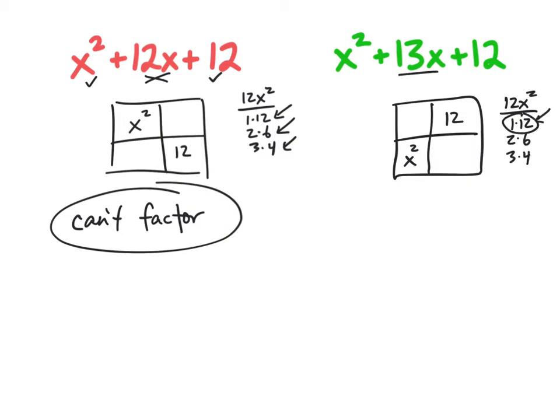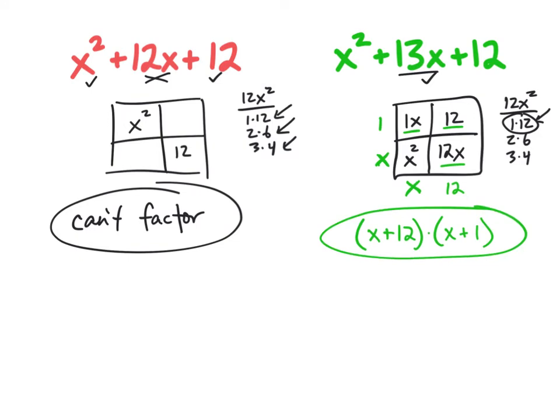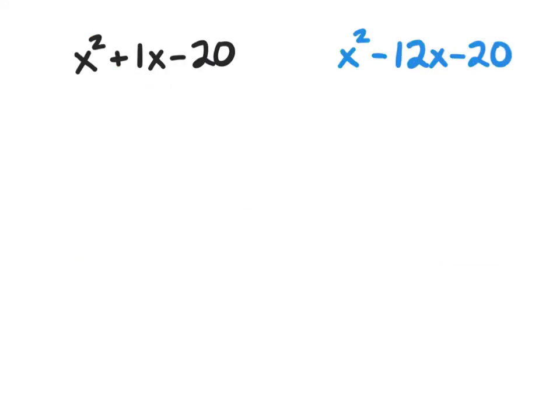Now really we're trying to get 13x, so I need 1x and 12x, and now I can check off that 13x. We'll go ahead and finish up our factoring here. X squared is x times x. I need 1x. I've got the x on the bottom, so I'll put a 1 there. And I need 12x, so I need 12 times the x there. And then 12 times 1 in that last corner works out for me. So now I have my x plus 12 on one side times the x plus 1 on the other side, and I've factored.